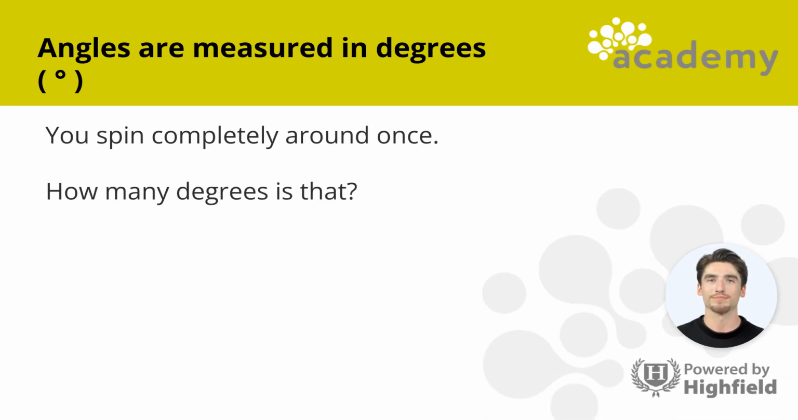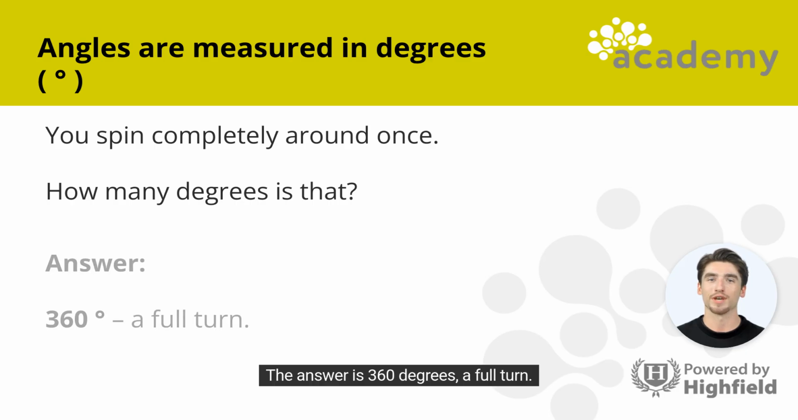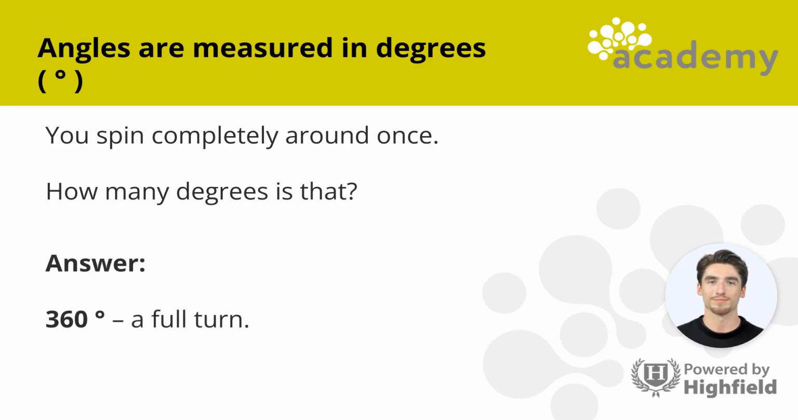Here's an example. You spin completely around once. How many degrees is that? The answer is 360 degrees, a full turn.